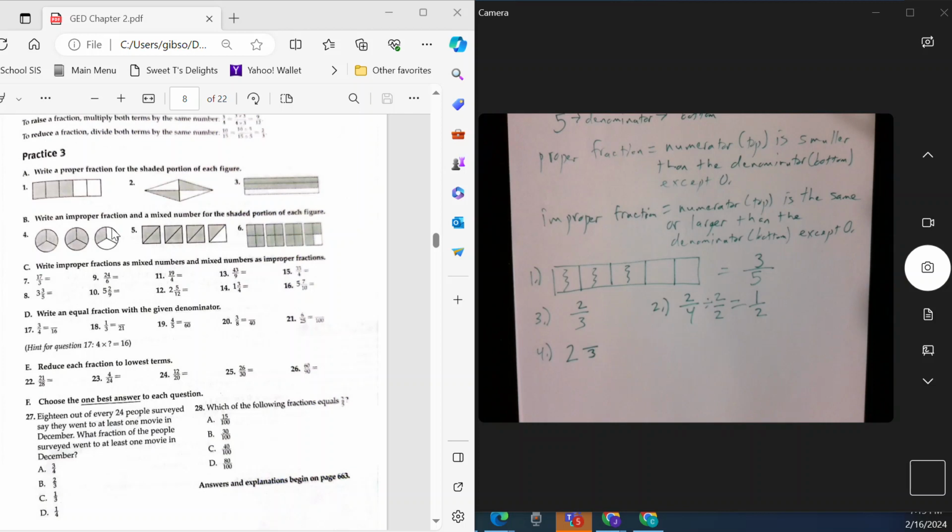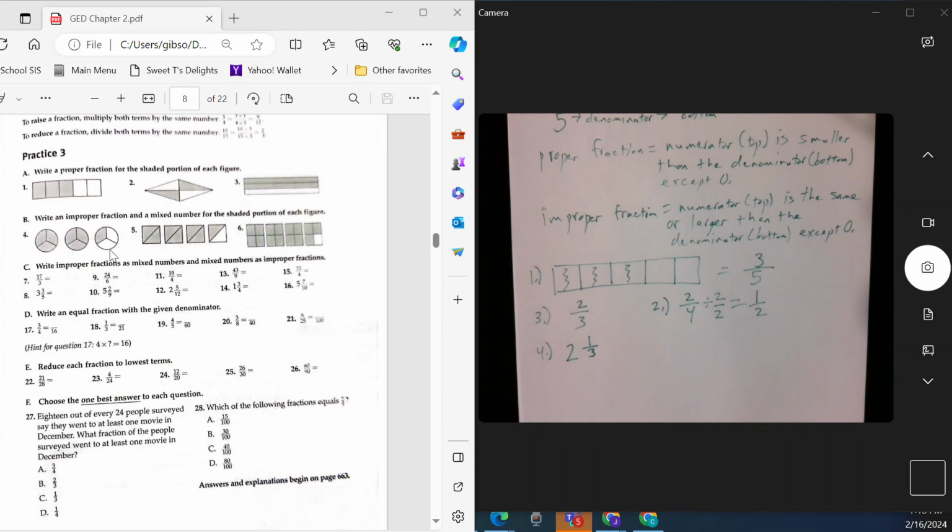Your numerator is what's left of the shaded. It's only one part left of the shaded, so it'd be 1/3. Because remember, these two were fully shaded. That's how we got this whole number 2. And then we have one left over, which would be 1/3.